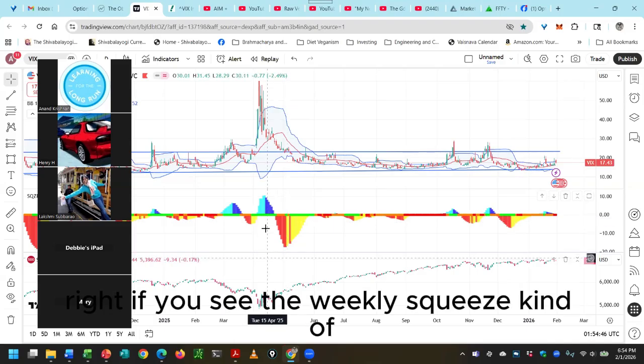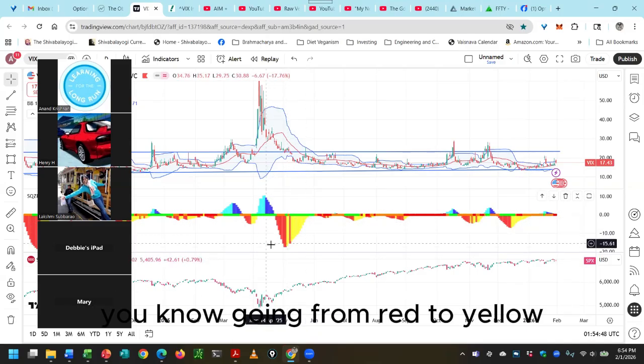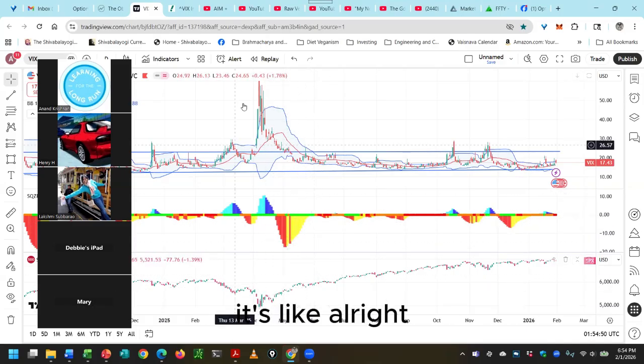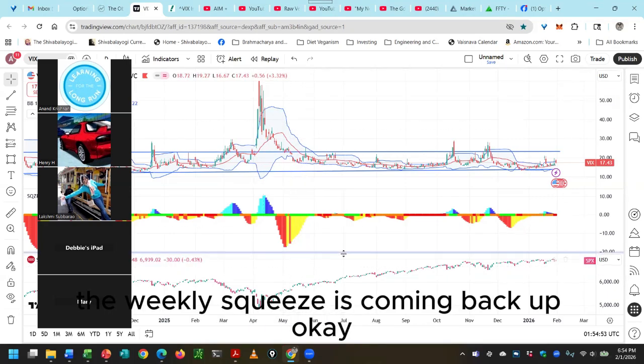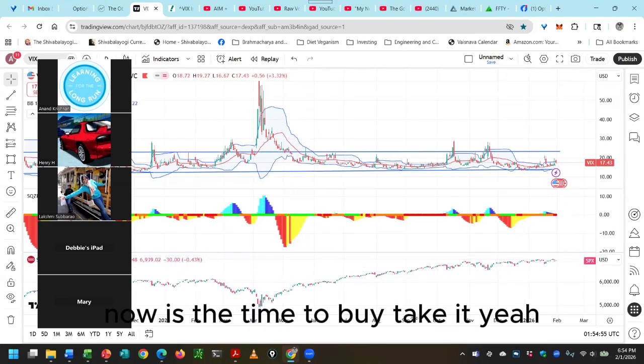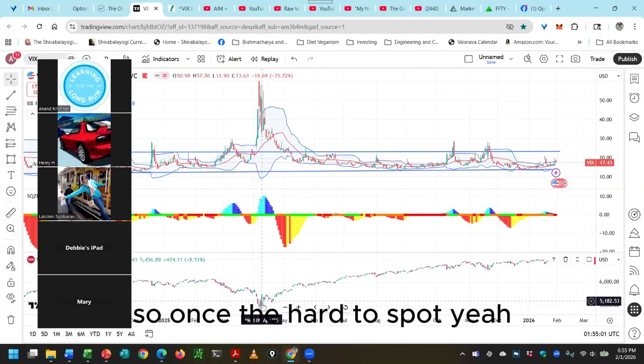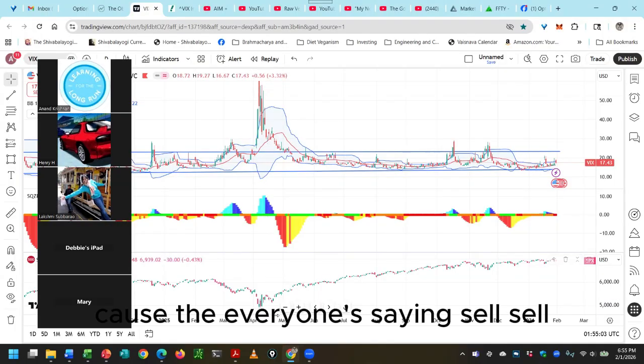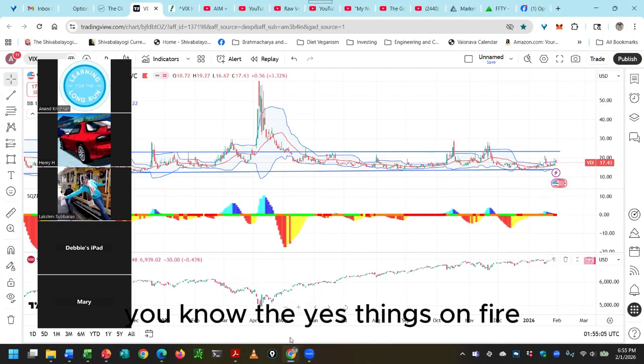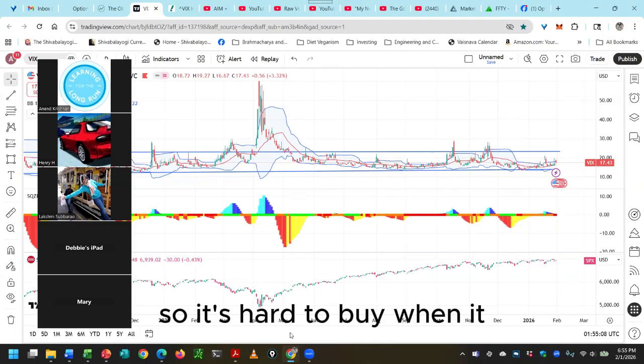If you see the weekly squeeze going from red to yellow, okay, it's like, all right, this thing is dropping, the weekly squeeze is coming back up. Now is the time to buy. Yeah, that higher low looks nice right there. That's another thing. It's hard to buy because everyone's saying sell, the thing's on fire.